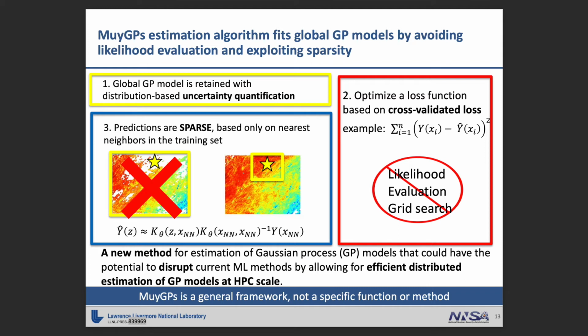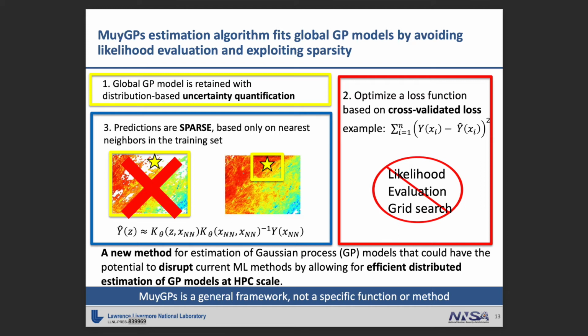So the second thing is, instead of using maximum likelihood estimation, we're going to use some sort of loss function. And particularly, we found a leave one out sort of structure works very well for this. I'll describe this a little bit more in detail in the next slide. The third thought is that when we're doing these leave one out cross validations, instead of using the entire domain to make each prediction, we're only going to use the nearest neighbors to each point to get the prediction at each location.